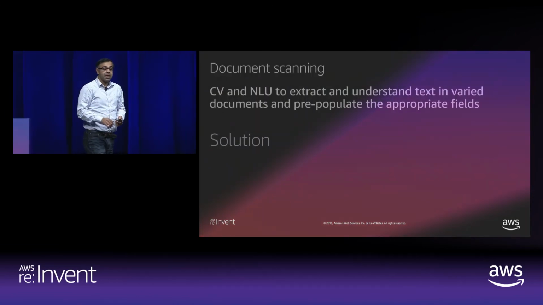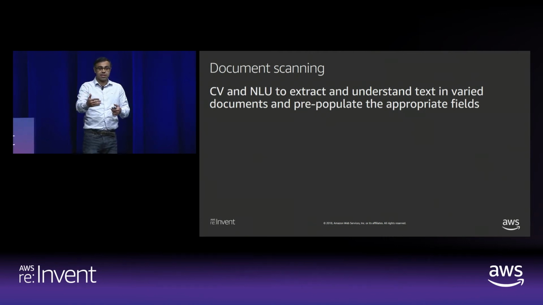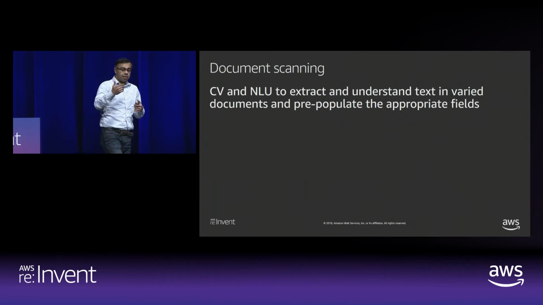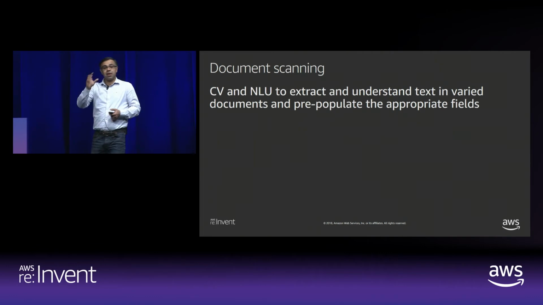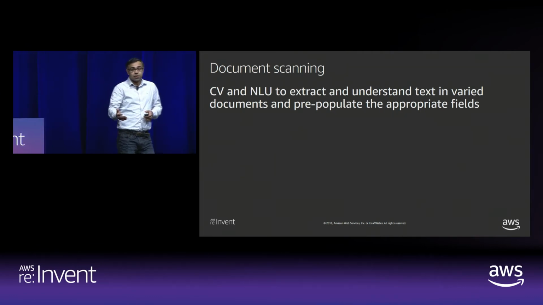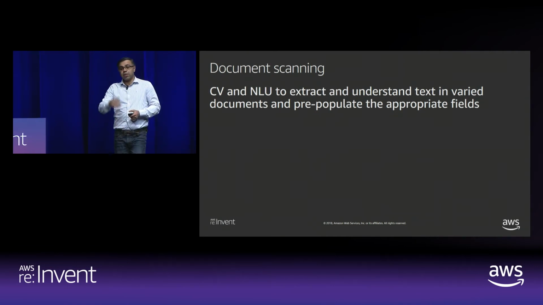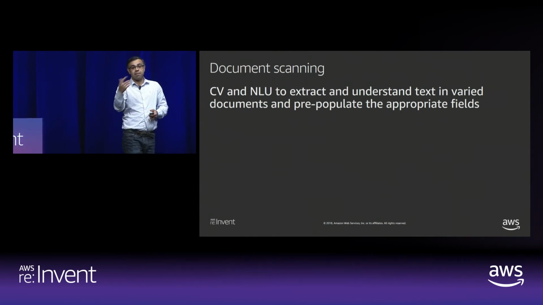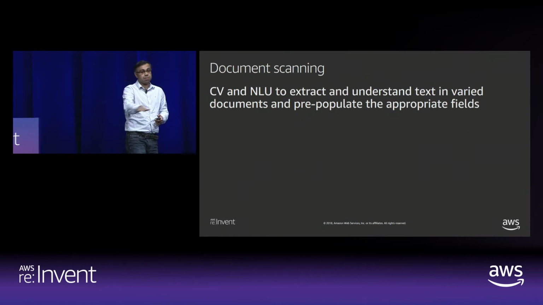So the solution we have basically used is twofold. They're all based on computer vision and NLU. Computer vision basically for when a document is presented, you have no idea what the document is. It could be a receipt, it could be an invoice. So computer vision to basically extract boxes of text from the document, and NLU to understand what the text means so that when you upload a receipt, we can auto-populate the amount, the date, the merchant name, for example, and all you have to do is click submit.